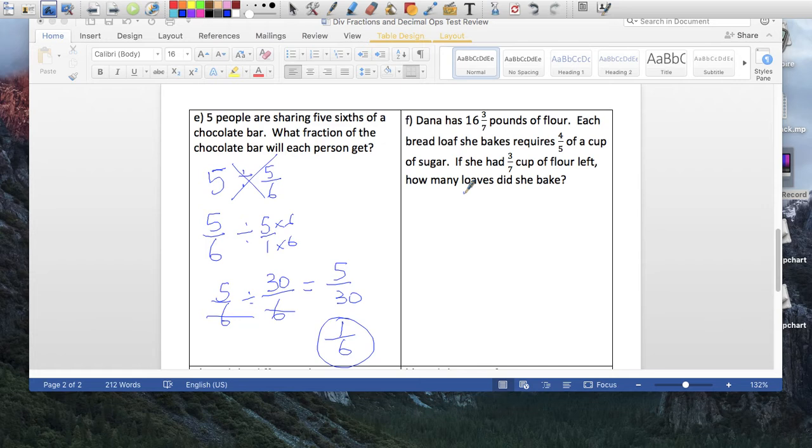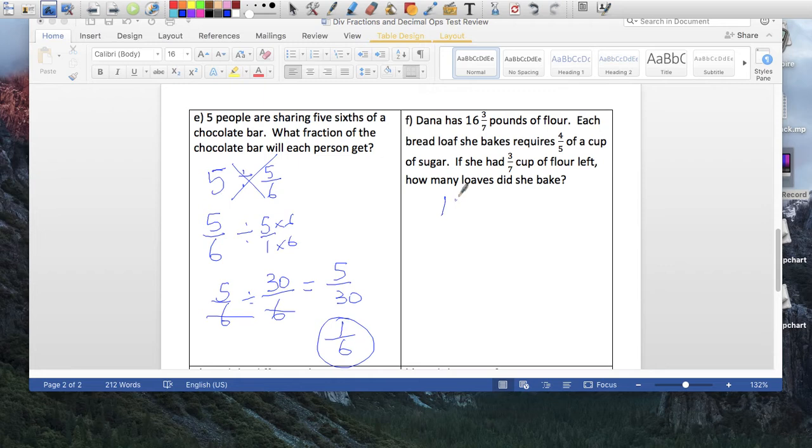Dana has 16 3/7 pounds of flour. Each bread loaf she makes requires 4/5 of a cup of sugar. What? Wow, that's a lot of sugar. And then she has 3/7 cup of flour left. How many loaves does she bake?